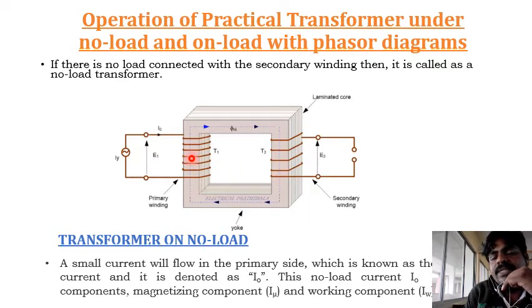Primary winding is always connected with a single phase supply. Secondary winding is always connected with a load, that you know already. And here some parameters are mentioned, that is E1 and E2. This is E1, and this one is E2. These E1 and E2 are the induced EMFs, that is primary induced EMF and secondary induced EMF respectively.